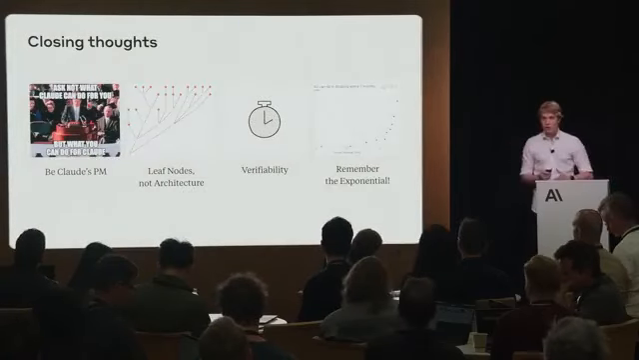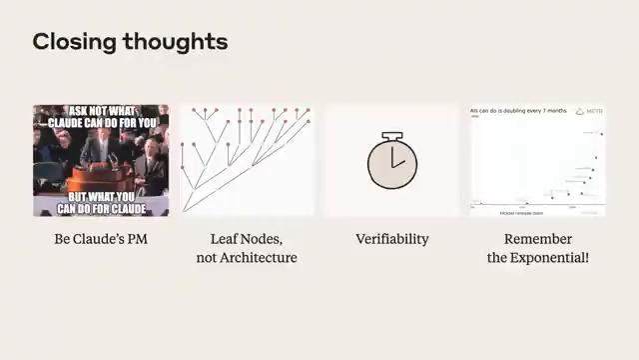So to leave you with the closing thoughts about how to vibe code in prod responsibly, be Claude's PM. Ask not what Claude can do for you, but what you can do for Claude. Focus your vibe coding on the leaf nodes, not the core architecture and underlying systems, so that if there is tech debt, it's contained and it's not in important areas. Think about verifiability and how you can know whether this change is correct without needing to go read the code yourself. And finally, remember the exponential.